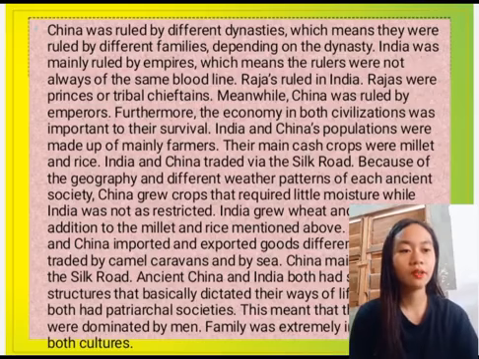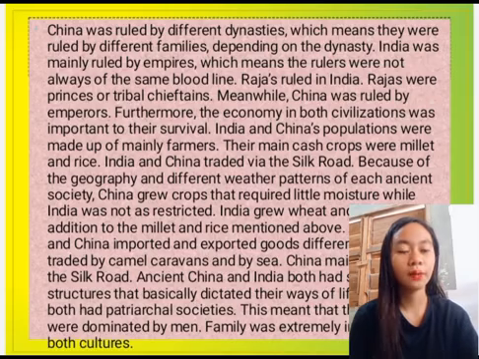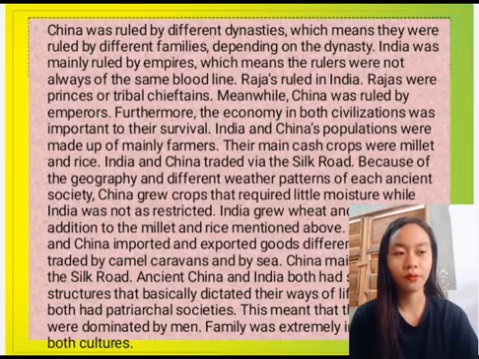China was ruled by different dynasties, which means they were ruled by different families depending on the dynasty. India was mainly ruled by empires, which means the rulers were not always of the same bloodline. Rajas ruled in India. Rajas were princes or tribal chieftains. Meanwhile, China was ruled by emperors. Furthermore, the economy in both civilizations was important to their survival.